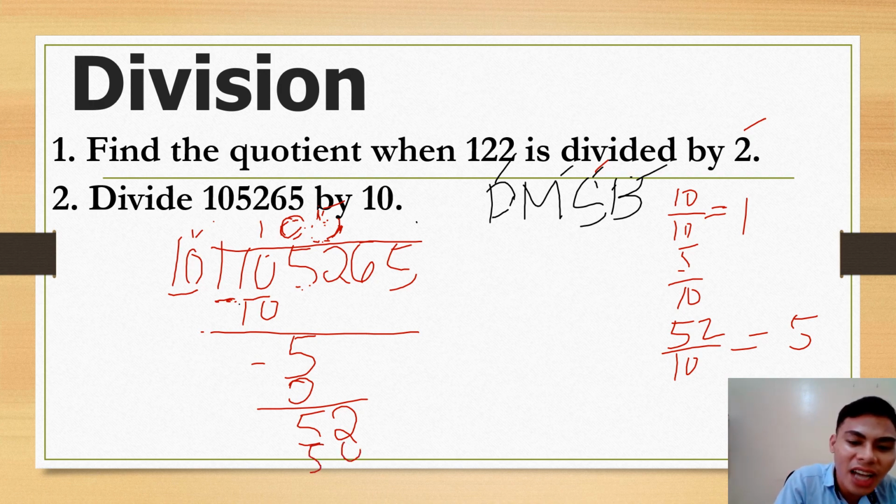Okay? 50 siya. Then, subtract. 52 minus 50, 2. Tapos, ano nga sunod? Bring down 6. So, anong number ang gagamitin natin? 26 divided by 10, ang pinakamalapit is, so, lagay muna natin dito, no?